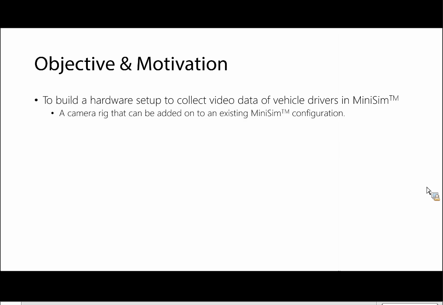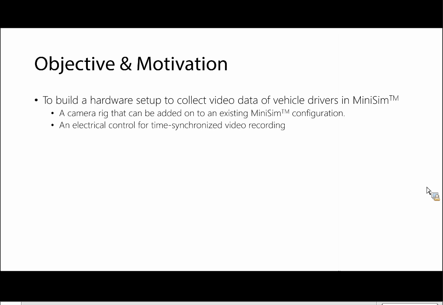More particularly, we use this project to build a camera rig that can be added to an existing MiniSim configuration, so that without dismantling anything in the existing MiniSim simulator, we can add these camera devices on top of the existing mini-simulator.